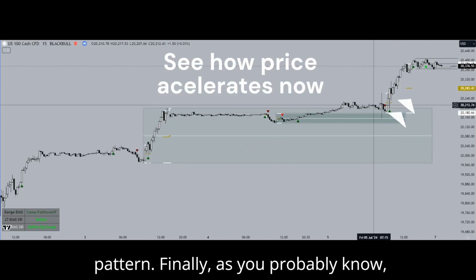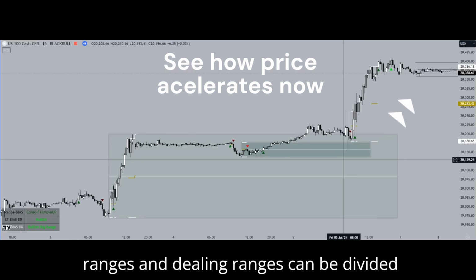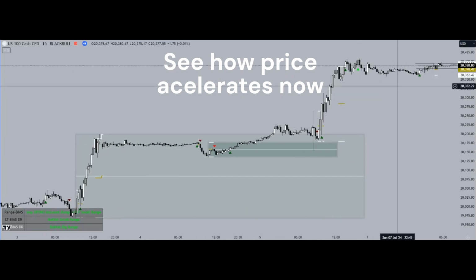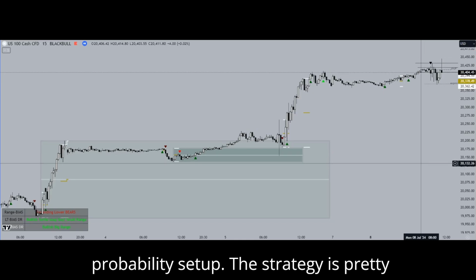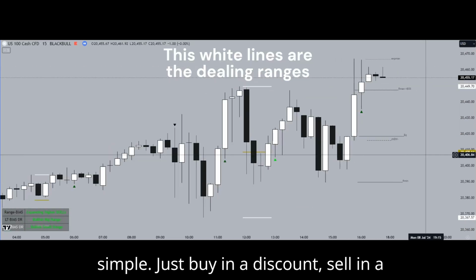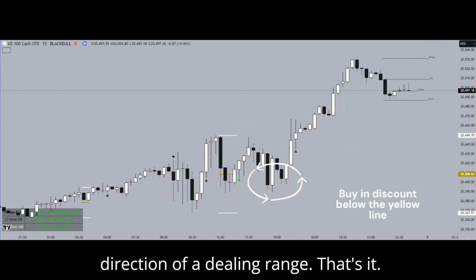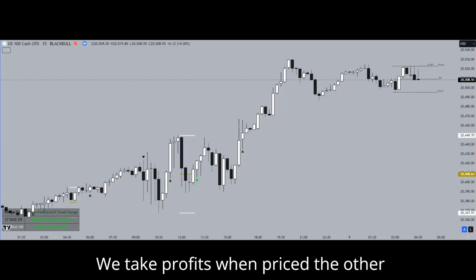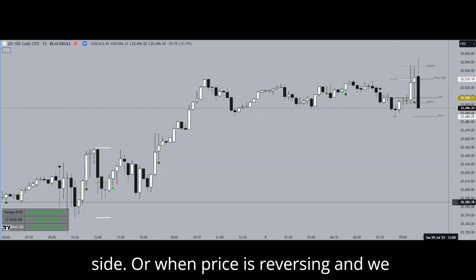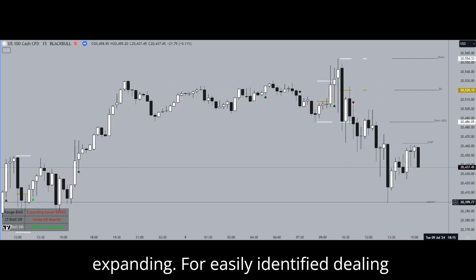Finally, as you probably know, ranges and dealing ranges can be divided in half to get the premium and discount. This is how we can enter a high probability setup. The strategy is pretty simple. Just buy in a discount, sell in a premium, using a higher time frame direction of a dealing range. That's it. We take profits when price reaches the other side or when price is reversing, and we let the profits run while it is expanding.